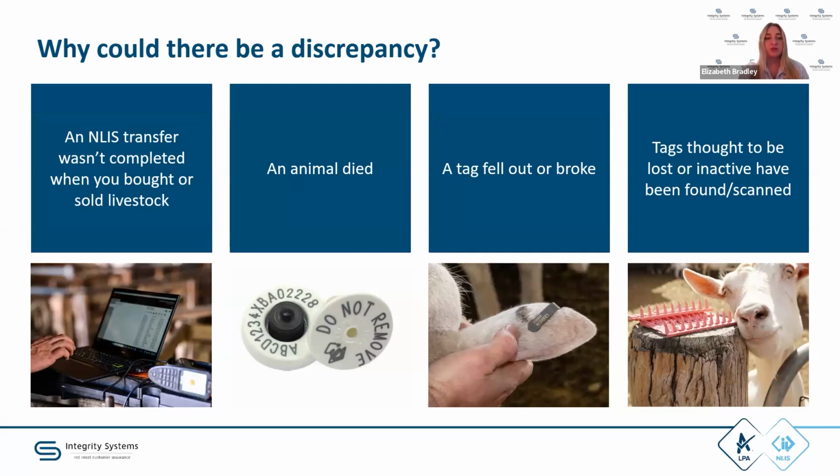Other reasons are that maybe the animals have died, or they've wandered away and you've never gotten them back, or a tag's fallen out, or that it's broken, or something like that. The other is if you've done a PIC reconciliation before and you've maybe misplaced a bag of tags, you marked them as inactive previously, but then you found them, it's basically reactivating them. So there's various reasons why there could be discrepancies and why doing a PIC reconciliation can help you and your business.